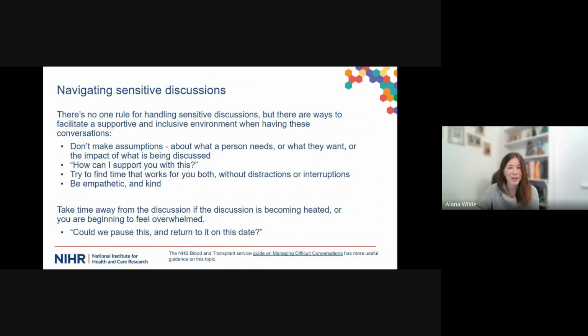So we'll move on to navigating sensitive discussions. Everyone has these from time to time, and there's no one rule or one way to handle a sensitive or challenging conversation. And it's really important to note that different people can find different techniques work for them when they're navigating emotive topics, and different people react in different ways.